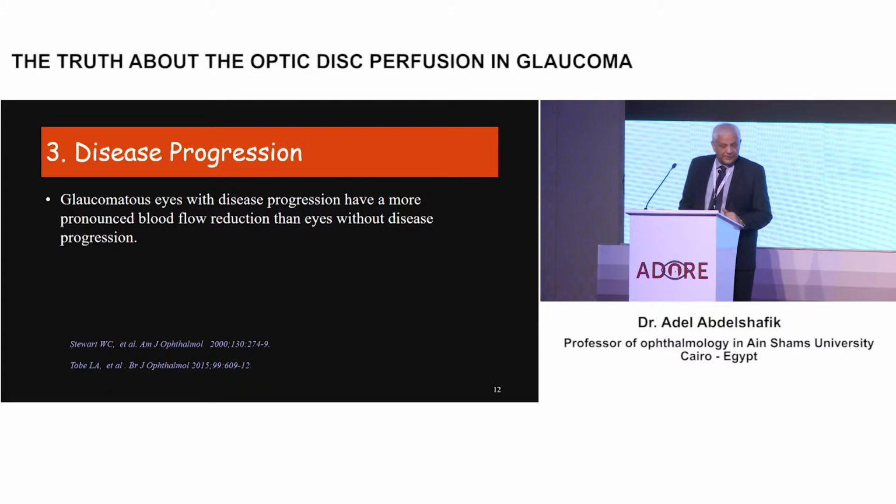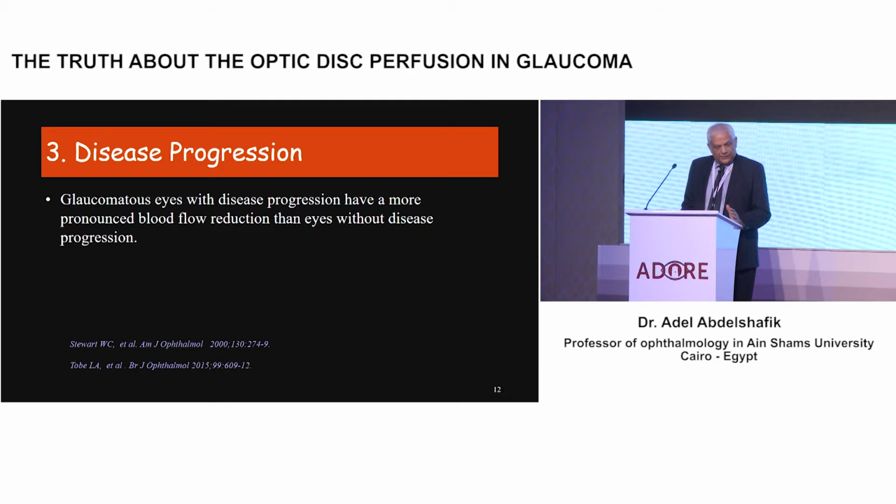Again, disease progression. Glaucomatous eyes get disease progression, and this is more pronounced if there is a decrease in the ocular blood flow than with eyes without decrease in the ocular blood flow.